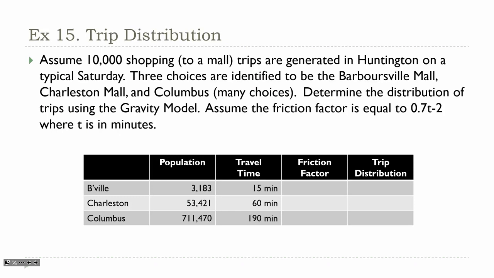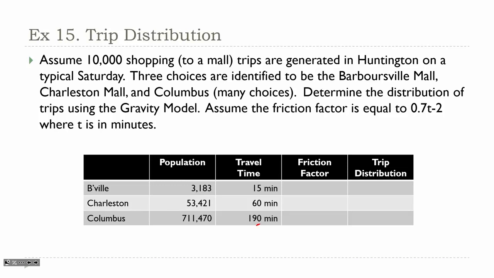The example from class was how many shopping trips from Huntington are going to go to each of the Barboursville Mall, Charleston Mall, and Columbus Mall. The logic with using the population was that larger cities are going to have better shopping opportunities and more malls and things like that, and are therefore going to be more attractive, but they have the longer travel time, which is going to kind of offset that.